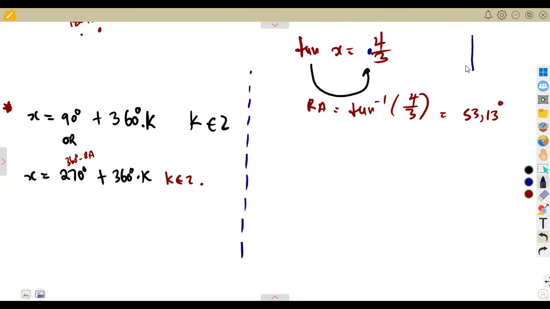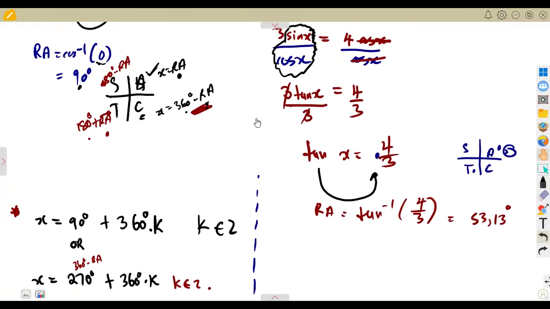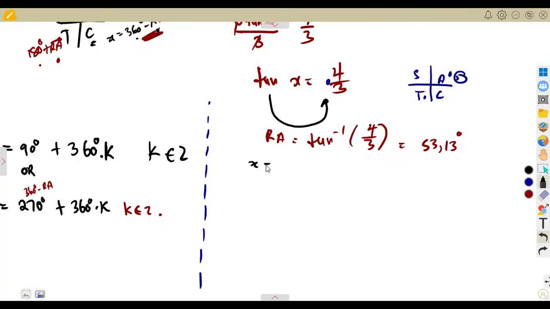So where tan is positive, let's just write CAST. It's going to be first and second. In the first quadrant, it is as it is. In the first quadrant, we saw that x is just going to be equal to the reference angle, 53.13 degrees plus, because of the tan now, because of its period, it's 180. So it's going to be 180 degrees times k this time.